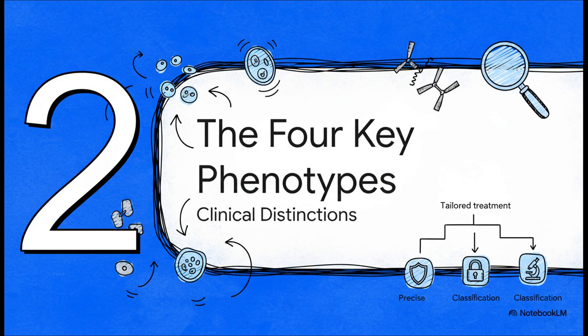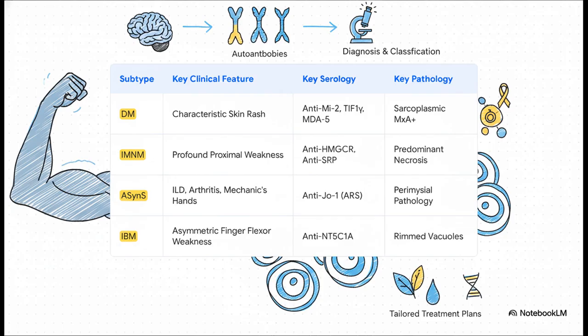All right, let's get practical and look at these 4 key phenotypes and the high-yield distinctions that really matter in the clinic. Think of this table as your clinical roadmap. The syndrome you see in front of you points directly to a specific antibody you should order and a pathology pattern to look for. For example, you see that classic skin rash? You're thinking dermatomyositis, so you're going to look for antibodies like anti-TIF1 gamma, and you'd expect to see MxA expression on the biopsy. Or what about asymmetric finger flexor weakness? That should make you think of IBM and its partner, the anti-NT5C1A antibody. This is what precision medicine actually looks like in practice.